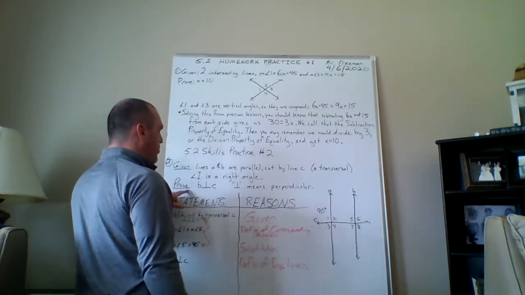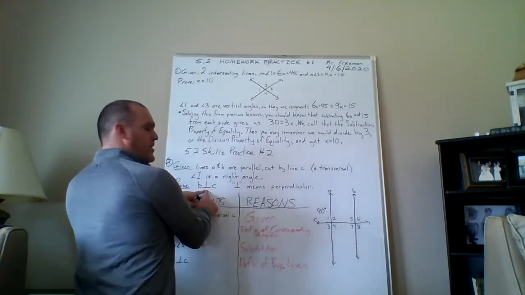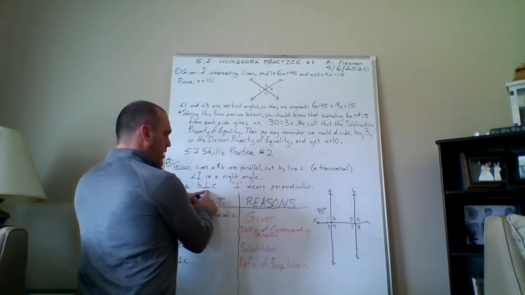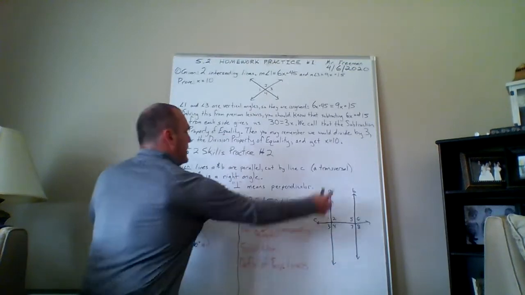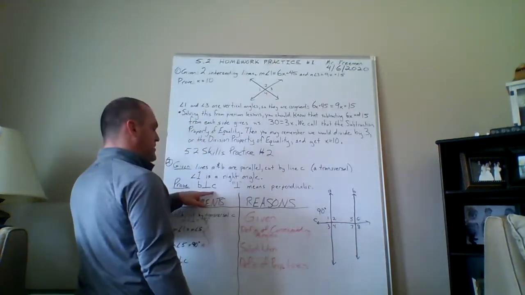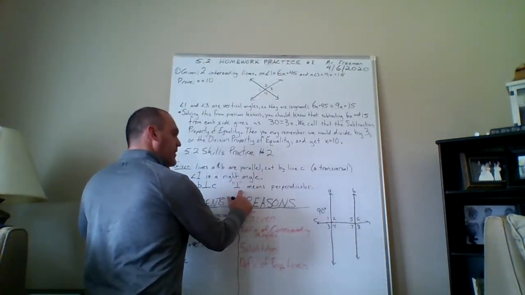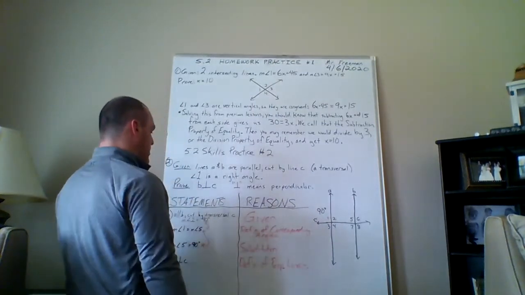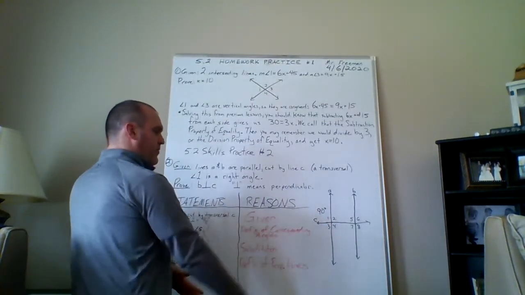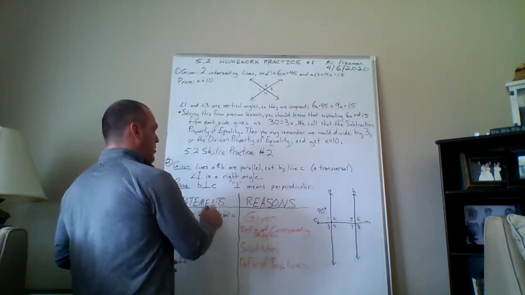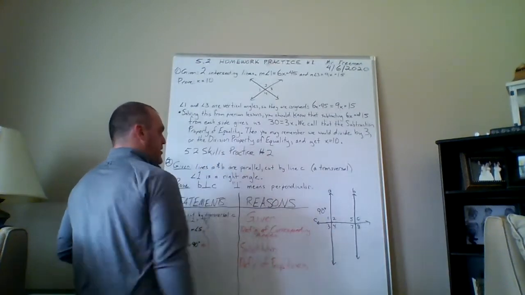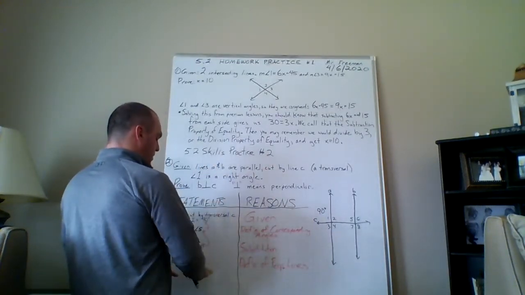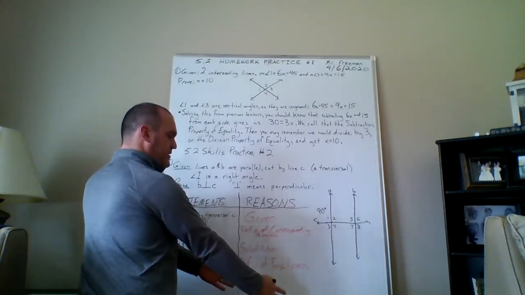So we want to prove that B, and this funky symbol here means perpendicular. We're trying to prove that B is perpendicular to line C. And I even wrote that. That means perpendicular. So this is a table format. Your skills practice sheet tells you these statements and it asks for your reasons why.